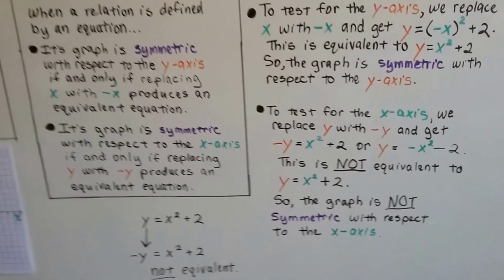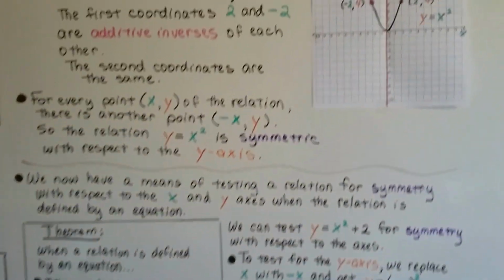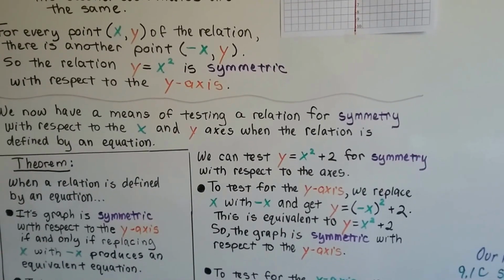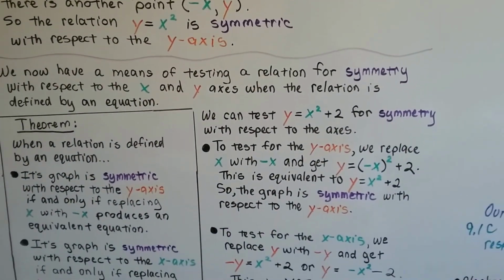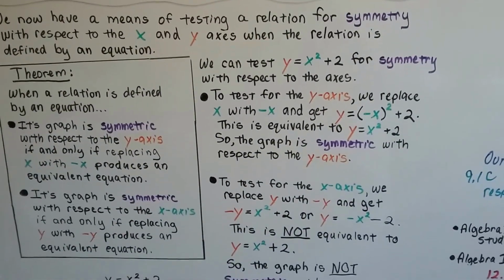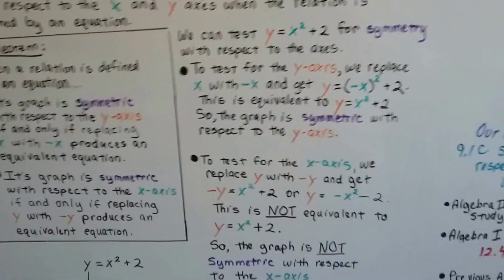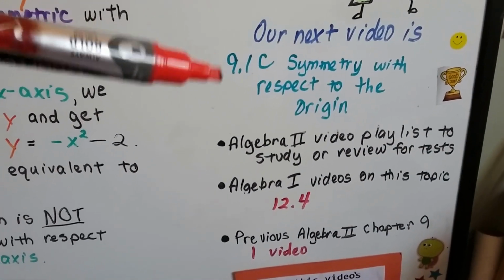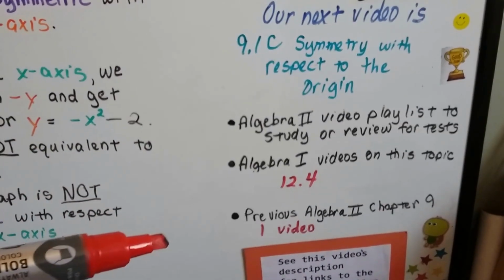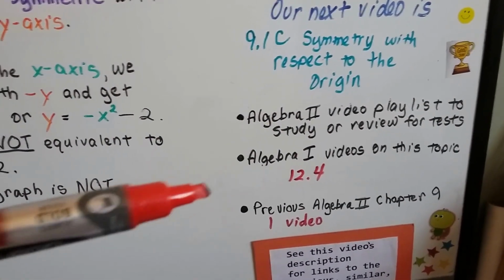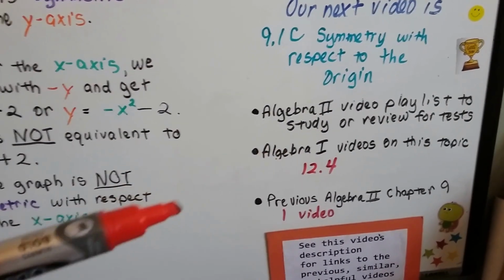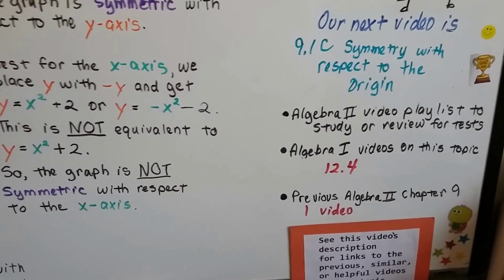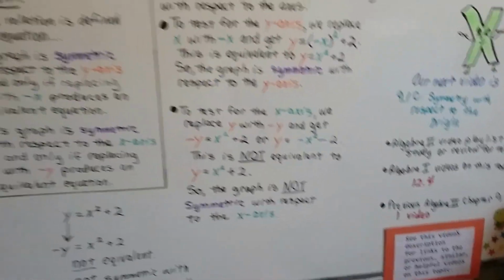Okay? So we had a couple of theorems for you, and you now can see how you can test for symmetry that's defined by an equation. Okay? So we're going to continue talking about symmetry. We're going to move on to 9.1c, and we're going to talk about symmetry with respect to the origin, 0, 0. I'm going to add this to the Algebra II playlist. We talked about symmetry in 12.4 back last year in Algebra I. If you'd like to watch that video, there'll be a link. We've only got one previous video for this playlist for Chapter 9, and there'll be a link to that too in this description, so you can just click on it.